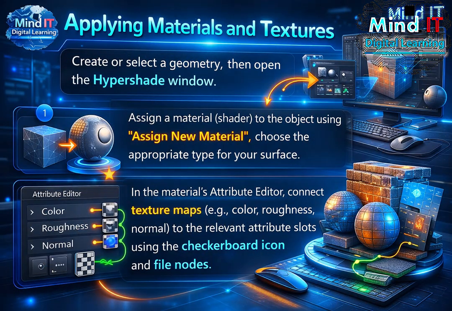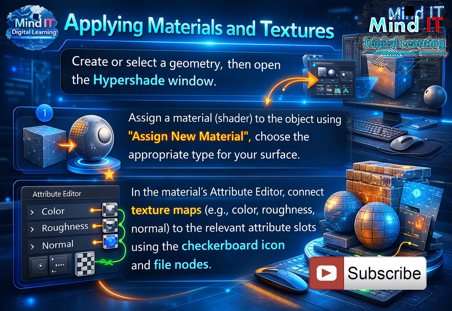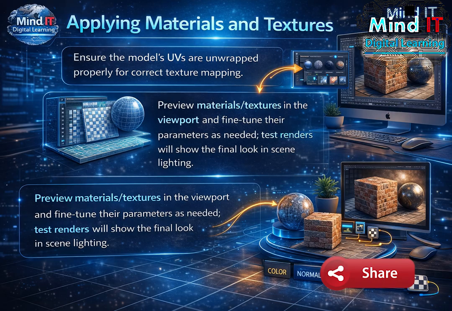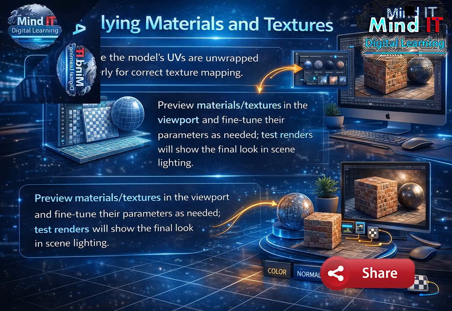Applying materials and textures. Create or select geometry, then open the Hypershade window. Assign a material, shader, to the object using Assign New Material. Choose the appropriate type for your surface. In the material's Attribute Editor, connect texture maps such as color, roughness, normal to the relevant attribute slots using the checkerboard icon and file nodes. Ensure the model's UVs are unwrapped properly for correct texture mapping. Preview materials and textures in the viewport and fine-tune their parameters as needed. Test renders will show the final look in scene lighting.